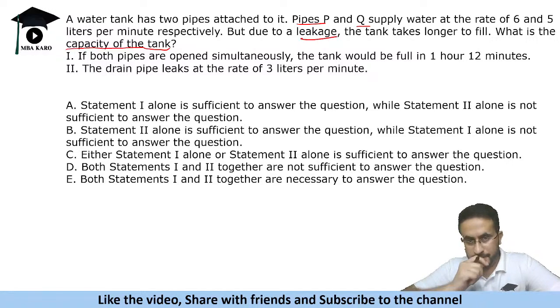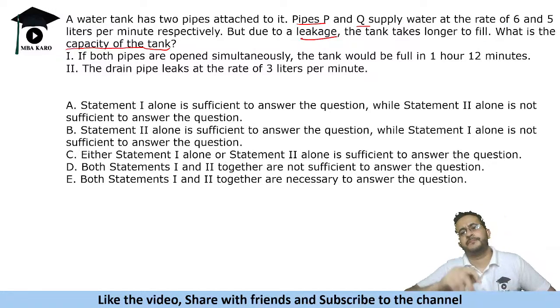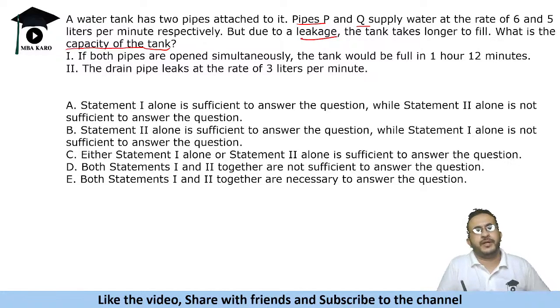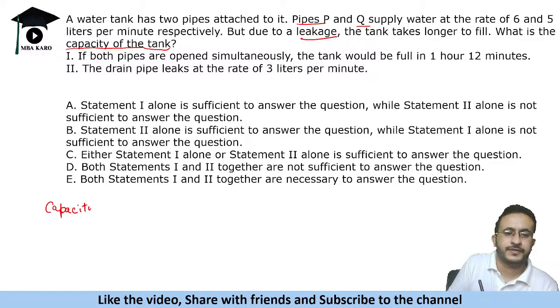So we have the condition that there are two pipes P and Q. They supply at the rate of 6 and 5 liters per minute. Now, if both pipes are opened simultaneously, the tank would be full in 1 hour 12 minutes. Okay, so capacity is basically fill rate into time.